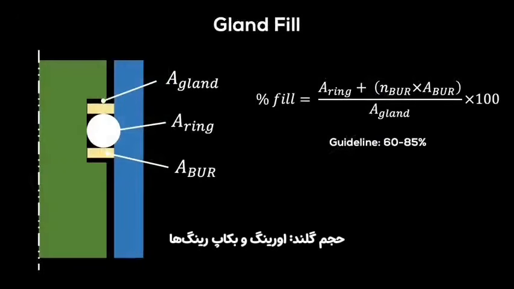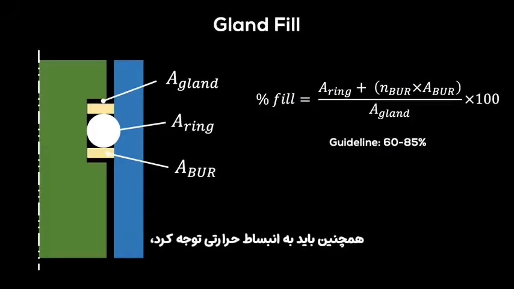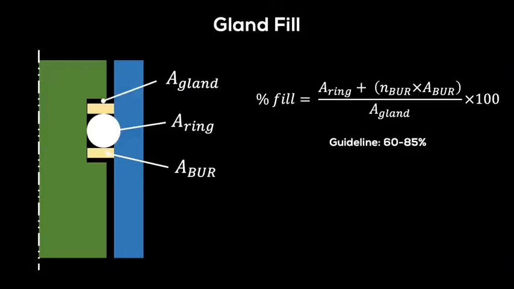Volumetric gland fill is the final parameter. The O-ring and backup rings are incompressible, and if you don't have enough space, you won't be able to assemble the components because there will be nowhere for the O-ring to go. You also have to watch out for thermal expansion, because the O-ring will get bigger with temperature, and it can actually crush the metal components and yield them if you don't have enough room. A good guideline is to keep the gland fill below 85%.